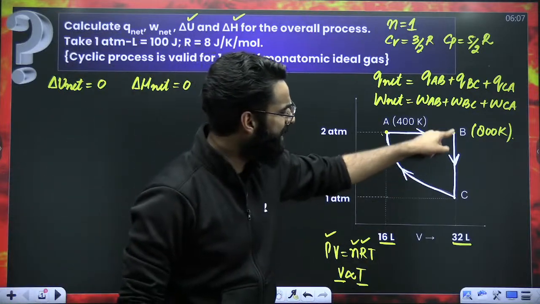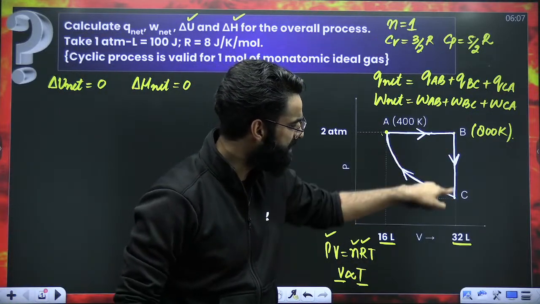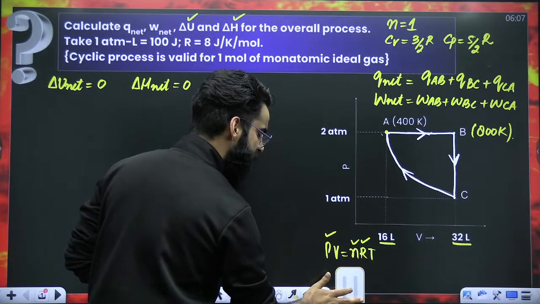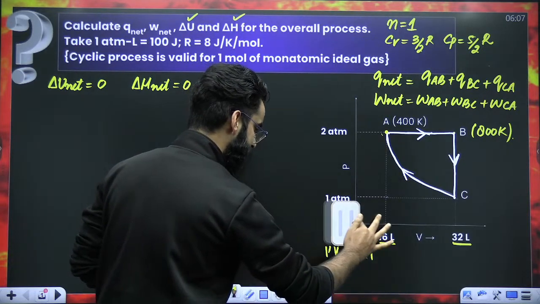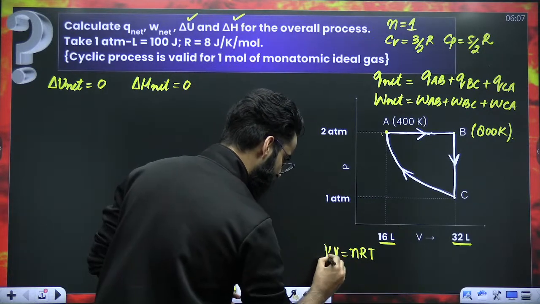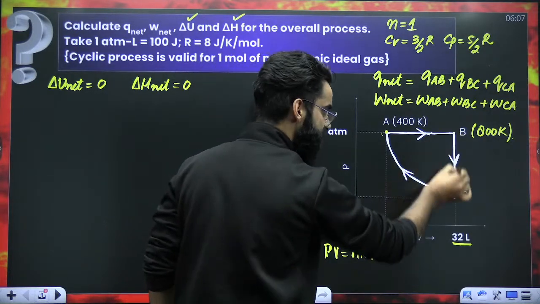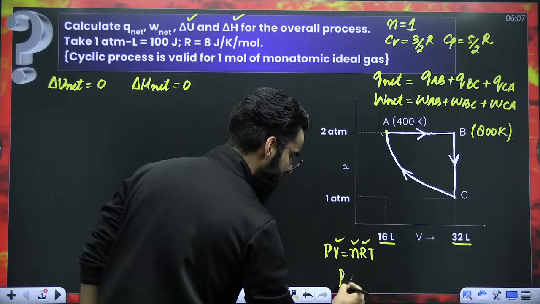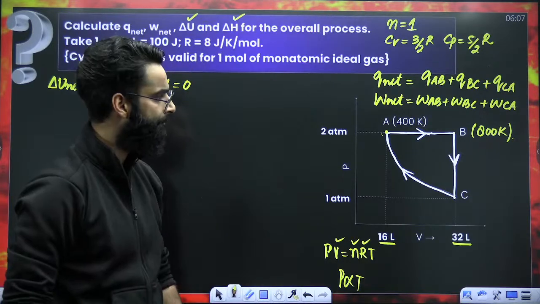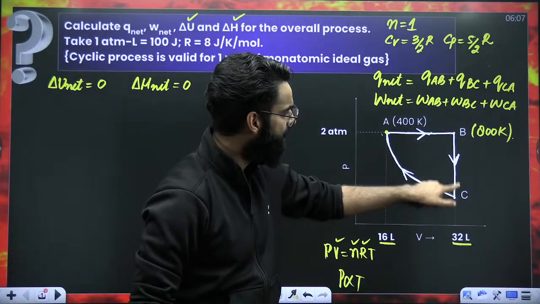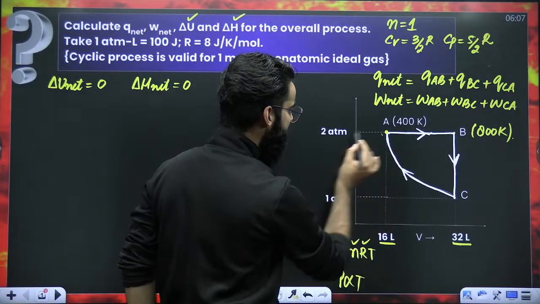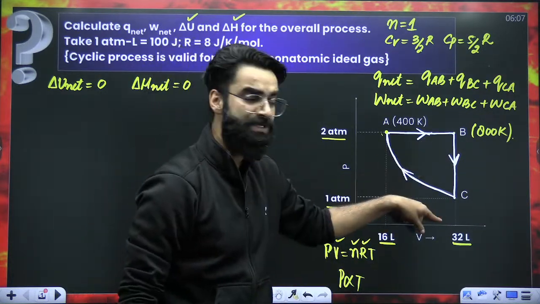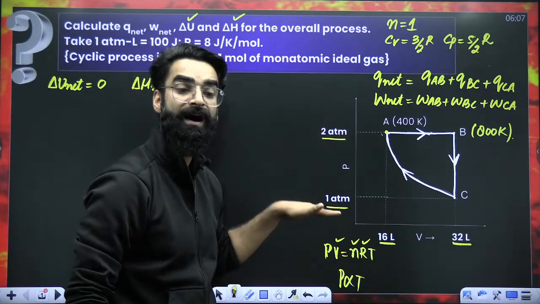Similarly, when you talk about B to C, when the gas undergoes the process B to C, what happens exactly? Volume of the gas is constant. If volume is constant and n is already constant, I can say pressure is directly proportional to temperature. Now, when you move from B to C, what is happening to pressure? At point B, the pressure was 2 atm. At point C, the pressure is 1 atm. So from B to C, the pressure is reduced by half.